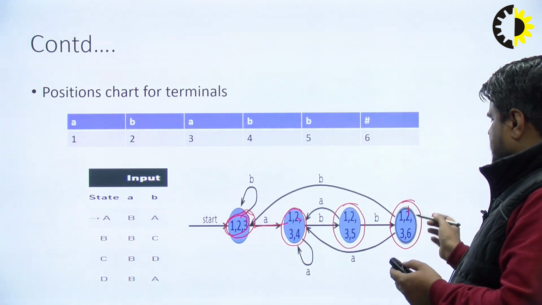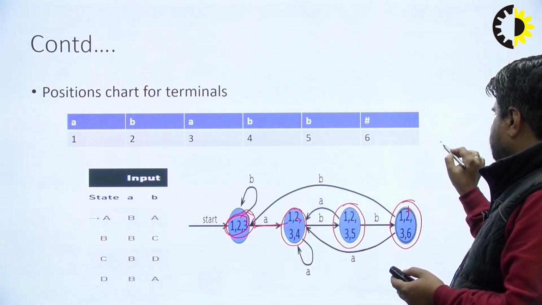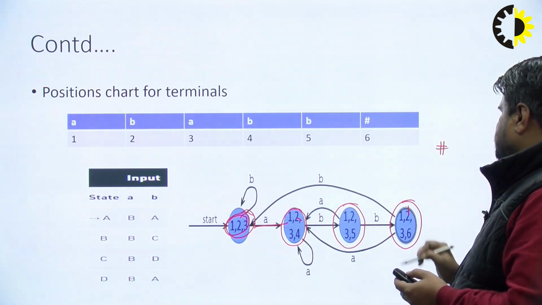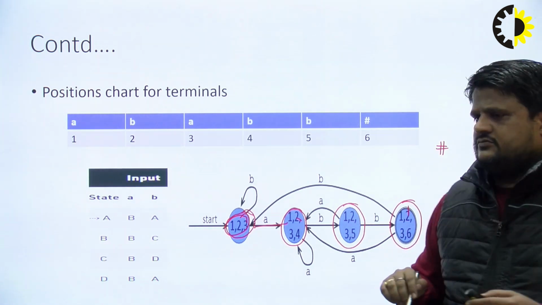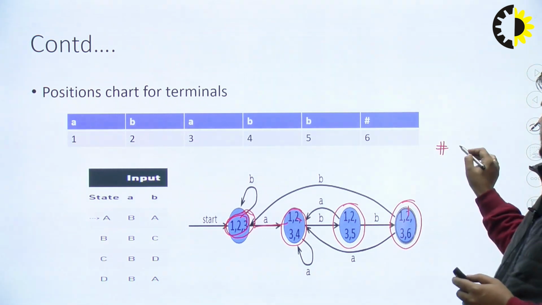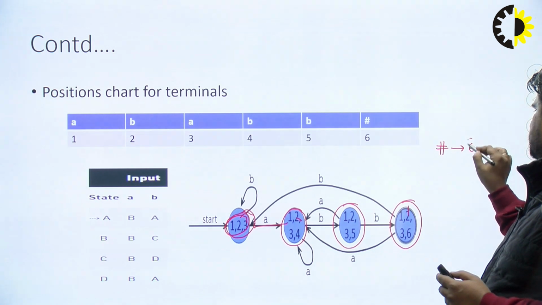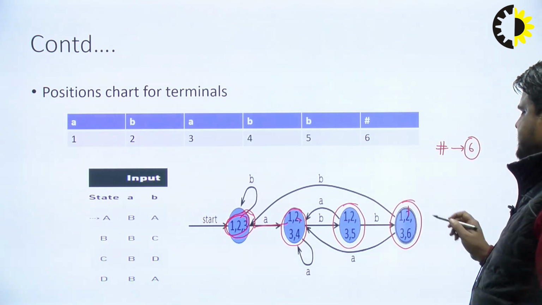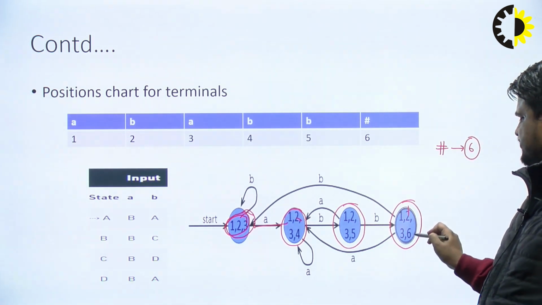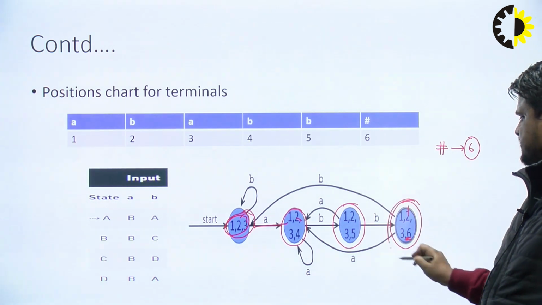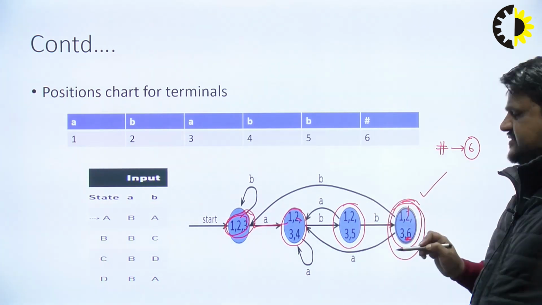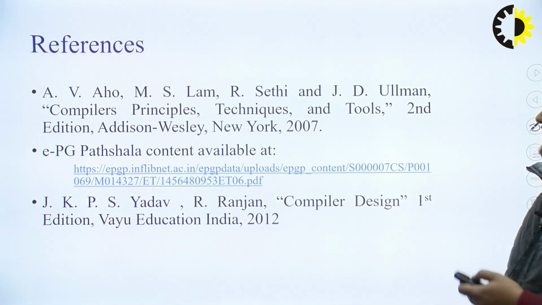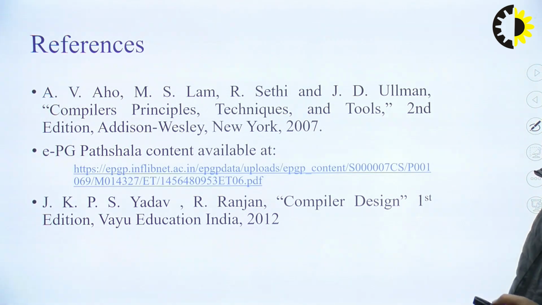The position of the hash will give you the final states, meaning the position of hash is 6. So the states that contain 6 will be treated as final states. So this state contains 6, so it will be treated as a final state. So this is a reference to follow.